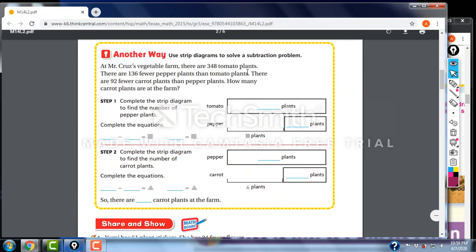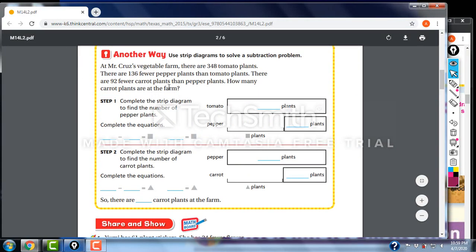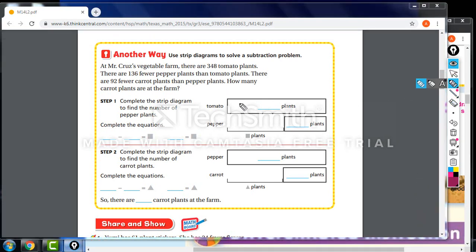Okay, here's another way with the strip diagram. At Mr. Cruz's vegetable farm, there are 348 tomato plants. So what goes here? What goes there? Yes, 348, because it tells you right there.